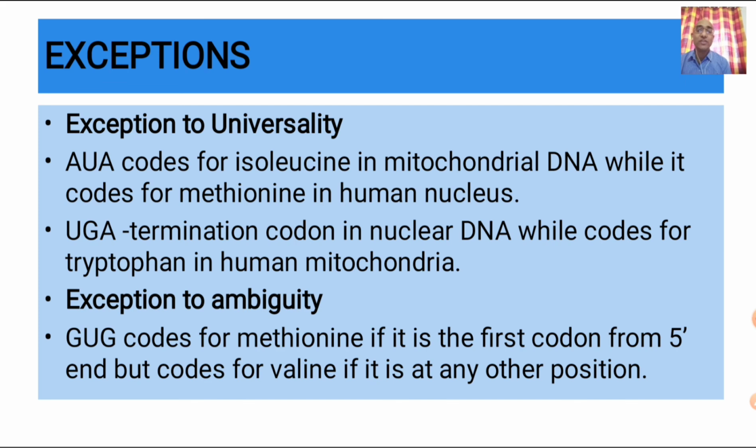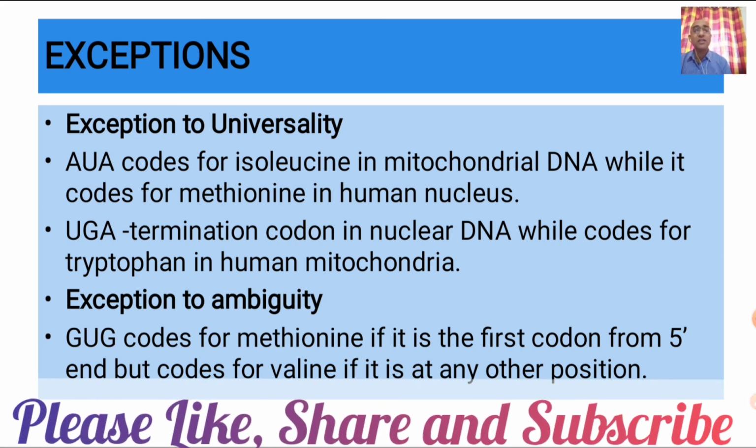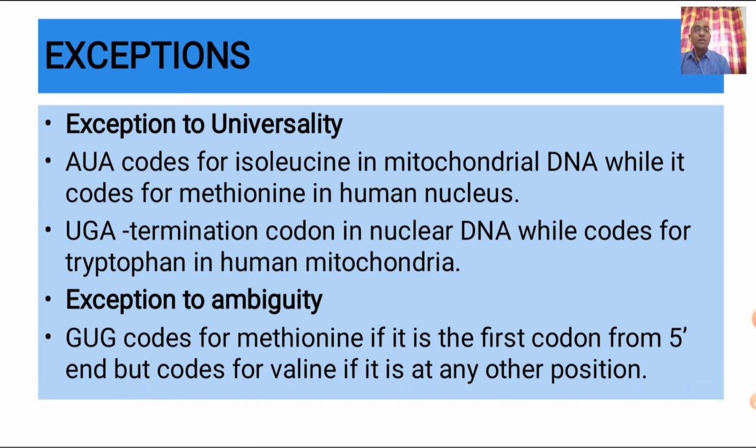Ideally it should code for methionine in each and every position, but GUG codes for methionine only when it is present in the first position from the 5' end. If it is present in any other position, it will code for valine. So this is another exception to the genetic code.